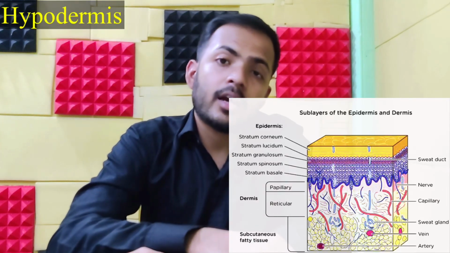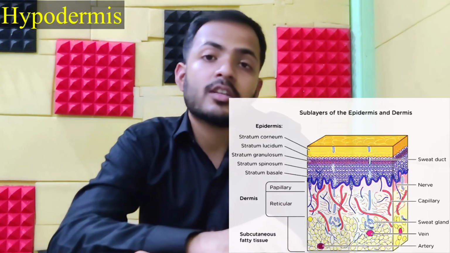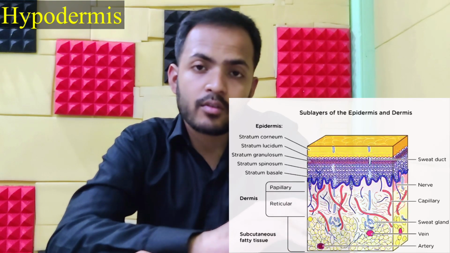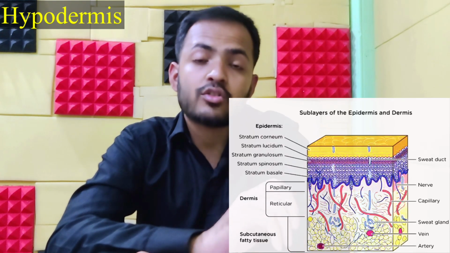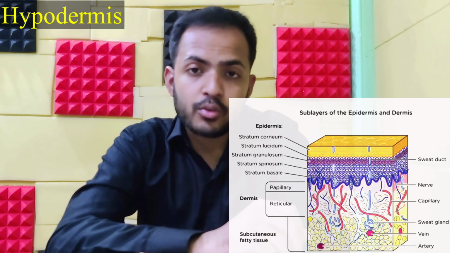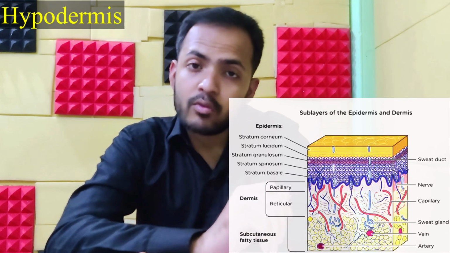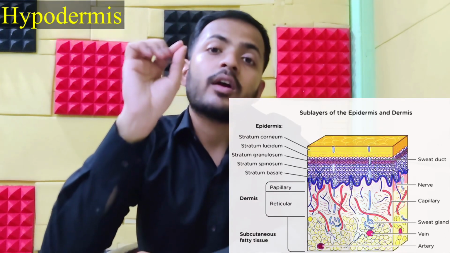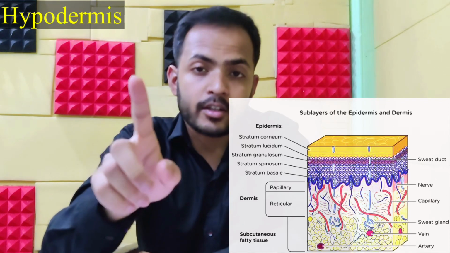And lastly, you're going to find hypodermis. The hypodermis is the lowest layer of the skin. It is also known as subcutaneous tissue. It consists of fibroblast, macrophage, and lots of adipose tissue or fat tissue.